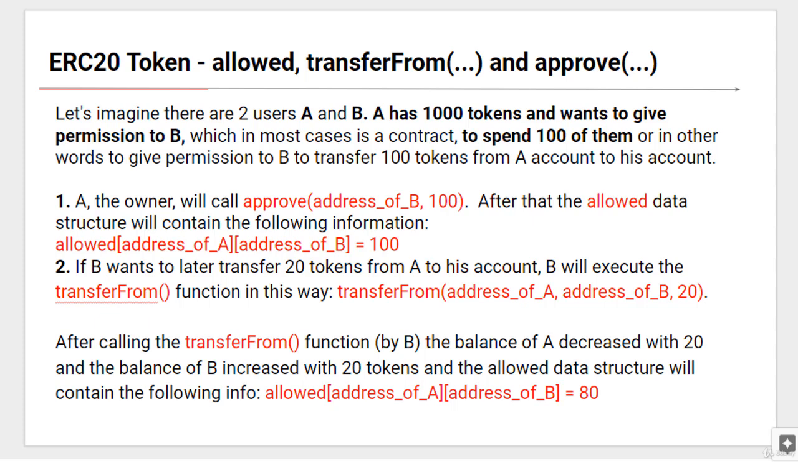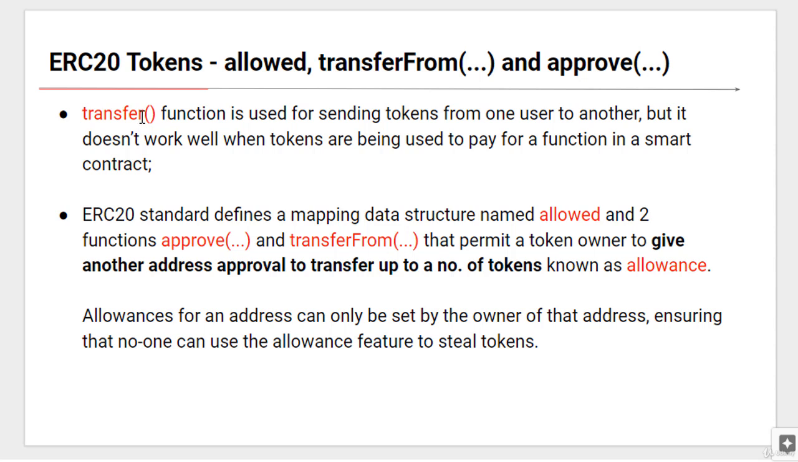So, in a nutshell, the transfer function is used by the owner to transfer tokens to another account, and this is a one-step process, one function call. And transferFrom is used by another user to transfer tokens from another account to his own account. And here we have a two-step process. First, the owner allows the second user to transfer tokens from his account in the future, and then that user, the second user, will transfer from the owner's account to his own account.